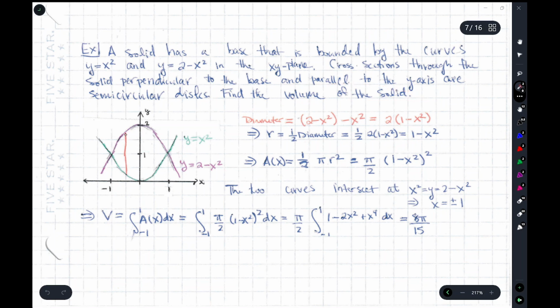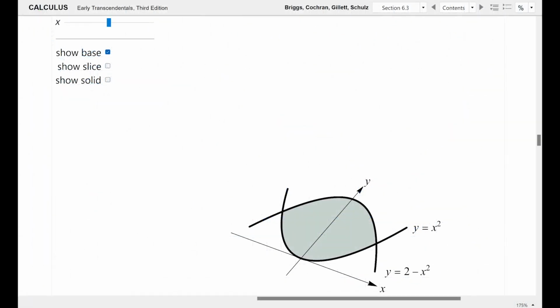So here's what's going on. You basically have a semicircle with radius of what I'm highlighting right there. It's bounded by these two curves. Over here you could get a basic view of what we're trying to compute. What you'll see here is the base, which is bounded by the two curves y equals x squared and y equals 2 minus x squared. And here's how a slice looks.